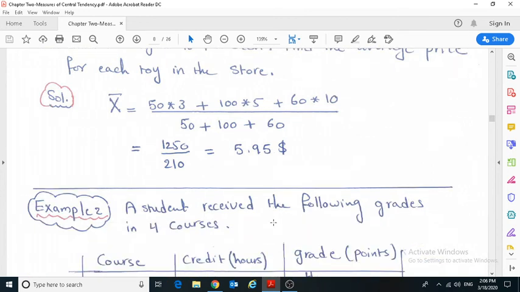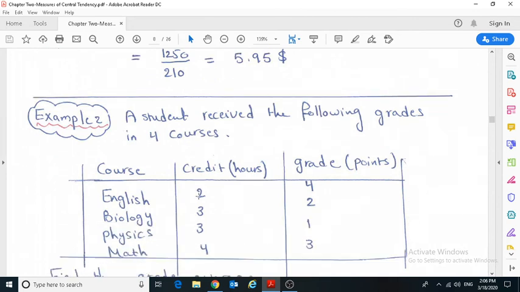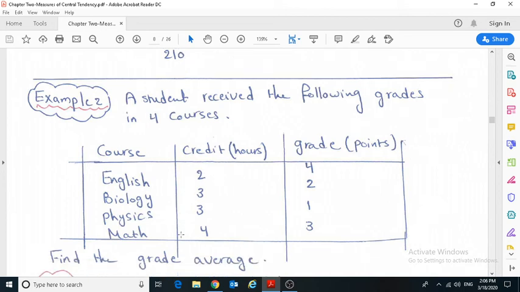Another example for the weighted mean: a student received the following grades in 4 courses. In English course, he has grade 4 with credit hours 2. So biology, physics and math.